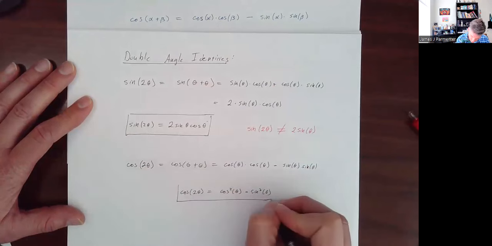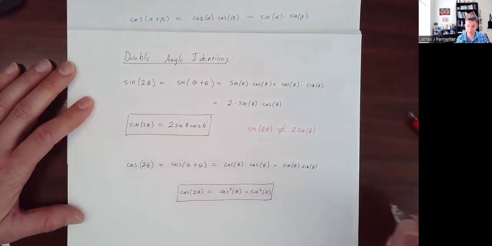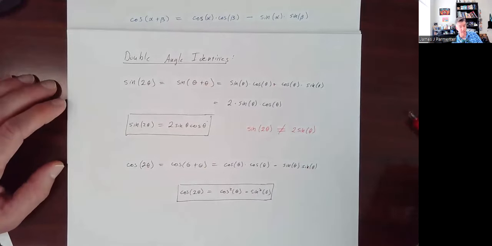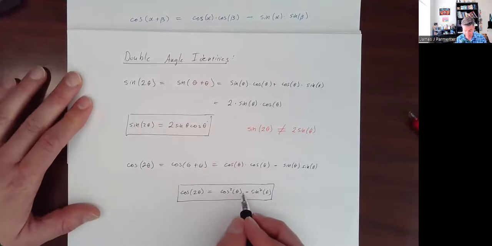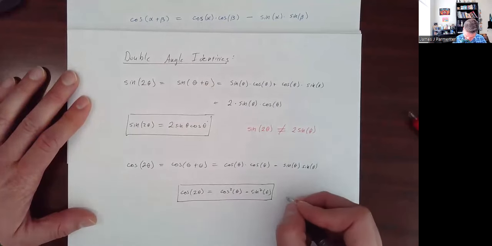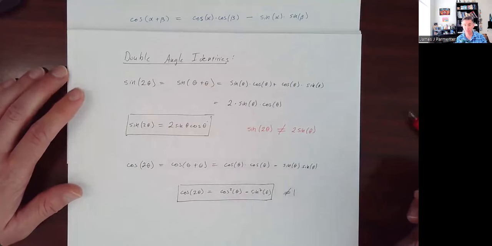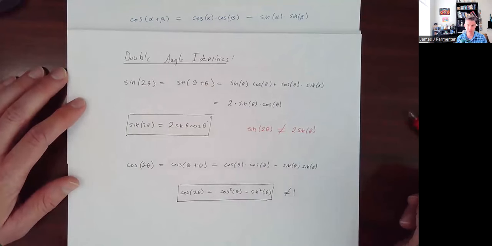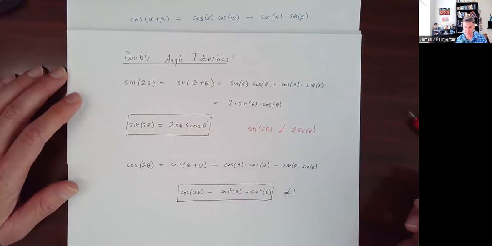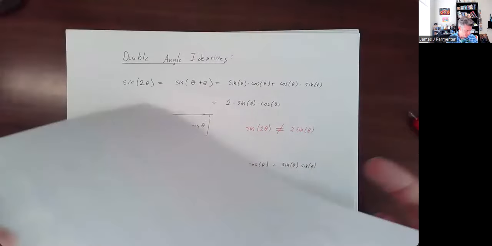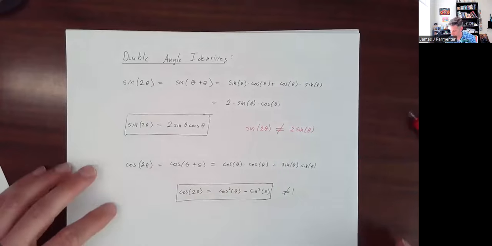Be careful. It's easy to confuse this one with the Pythagorean identity, cosine squared theta plus sine squared theta is equal to 1. But this is cosine squared theta minus sine squared theta. It is not equal to 1 in general. If you pick the angle for 0 degrees or 90 degrees, then it would work. But generally, it does not work to be equal to 1. Okay. So those are your double angle identities.